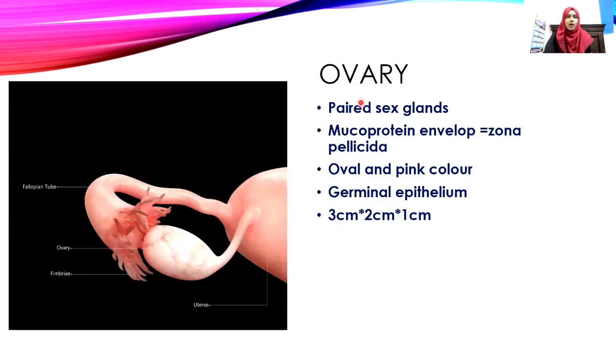Next, we will see the ovary. See, the ovary is called the paired sex organ. Okay, that has a mucoprotein envelope called zona pellucida. Okay, and what color is it? Pink color, and oval in shape. Okay, and it is covered by germinal epithelium. The length of the ovary is 3 centimeter, breadth 2 centimeter, and the width is 1 centimeter.